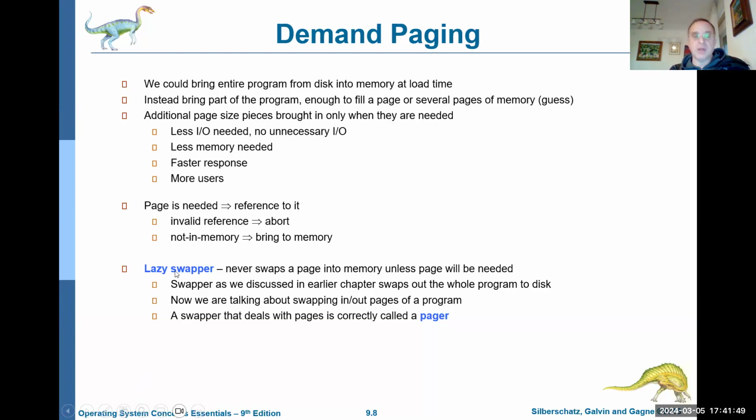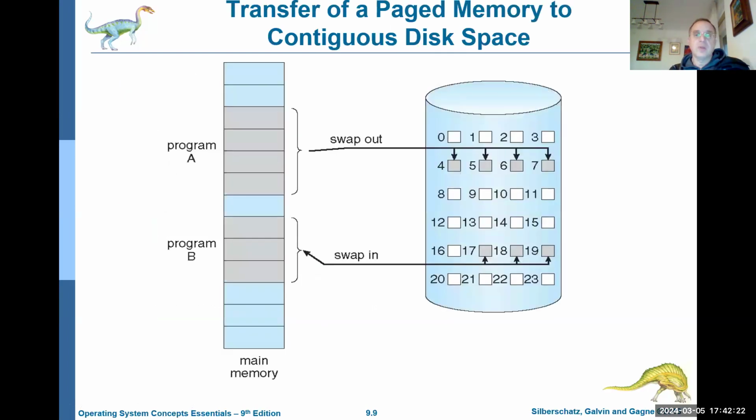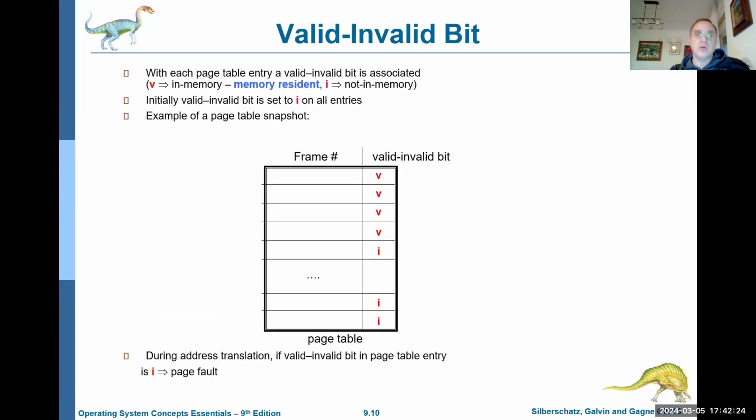So we have this idea of swapping pages in and swapping pages out. And so what's a lazy swapper? It never swaps a page into memory unless the page will be needed, which is good, right? A lazy swapper is good because we don't want to swap things in unless they're actually needed. A swapper, as we discussed in early chapters, swaps out the whole program to disk. Now we're talking about swapping in and out pages of a program. A swapper that deals with pages should be called a pager and not a swapper. So it's loading in pages. Okay. So that's what we see here, swapping in and swapping out.